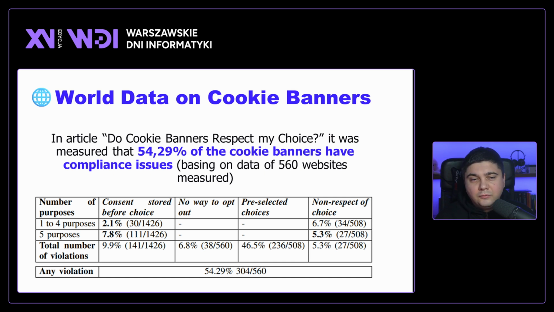What is the word data on cookie banners? I found one article which is called "Do Cookie Banners Respect My Choice?" And in this article, the authors measure that over 54% of cookie banners have compliance issues. This was done for the spectrum of 560 websites. However, those were quite popular, most common, and probably most compliant websites on the internet, meaning that some more websites probably could have worse performance when it comes to compliance. So you may notice that there is a lot of data that is going to be captured by the use of dark patterns, and it's only up to you to protect yourself against the dark patterns.